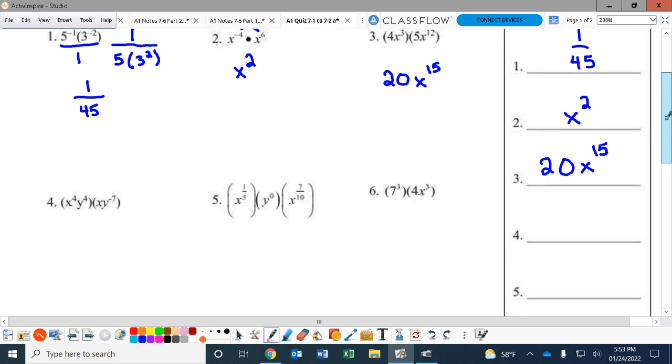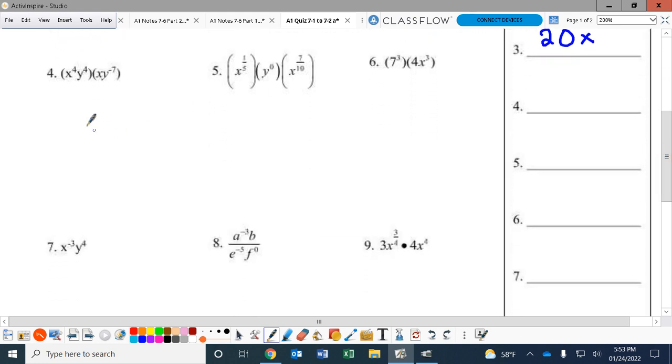All right, let's get the next row. So for that next row, we're multiplying. Let's start with the like bases. The x's need to be multiplied together. There's a 4 here and a 1 here. 4 and 1 add together to give you x to the 5th.